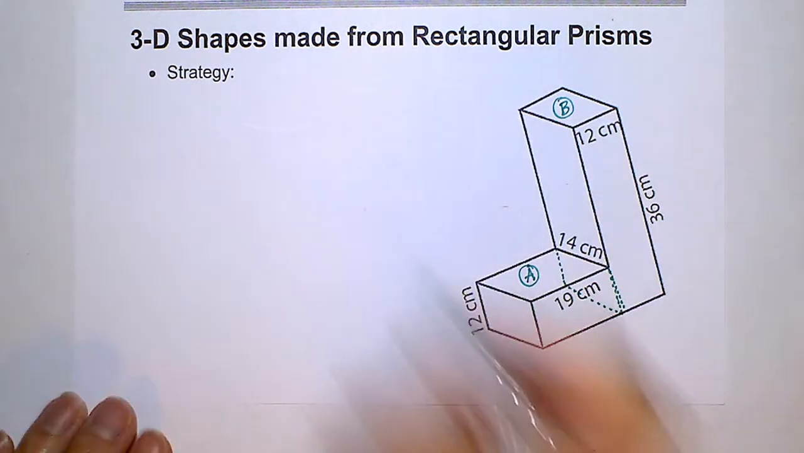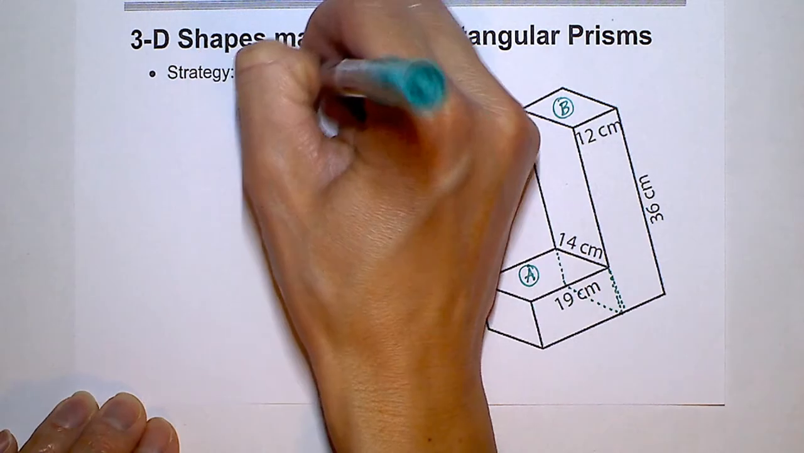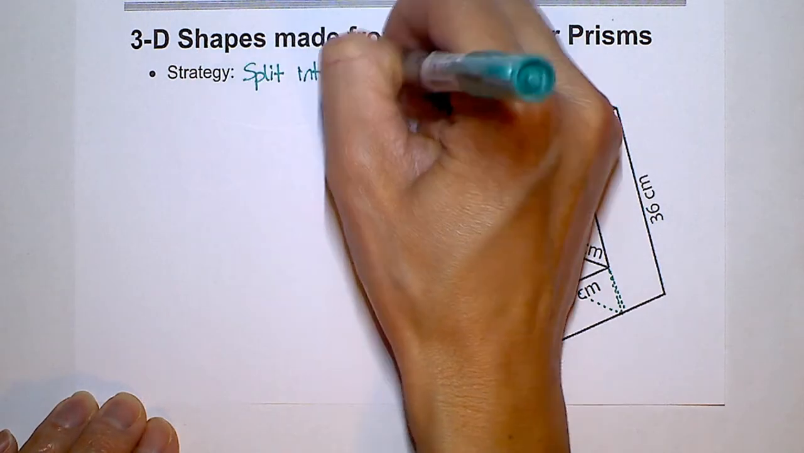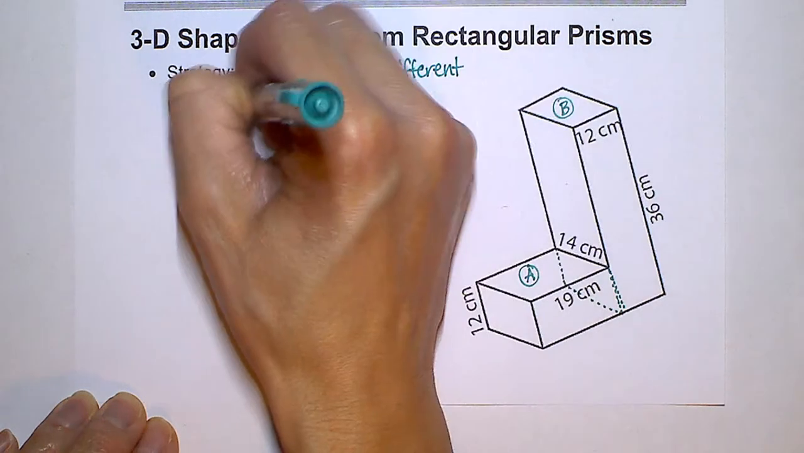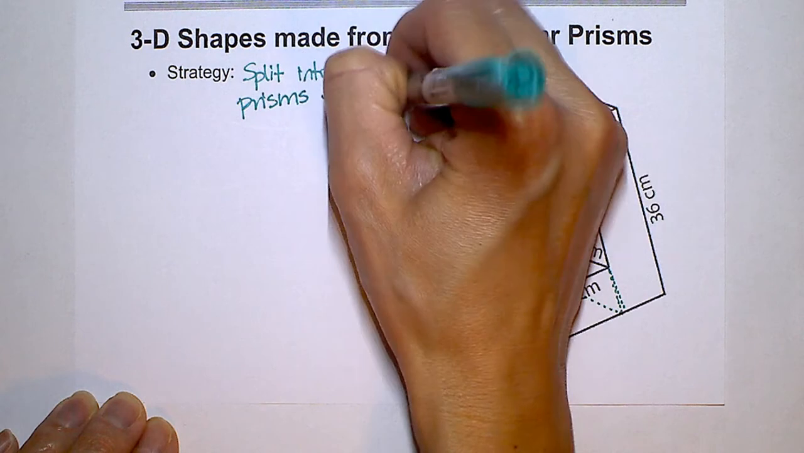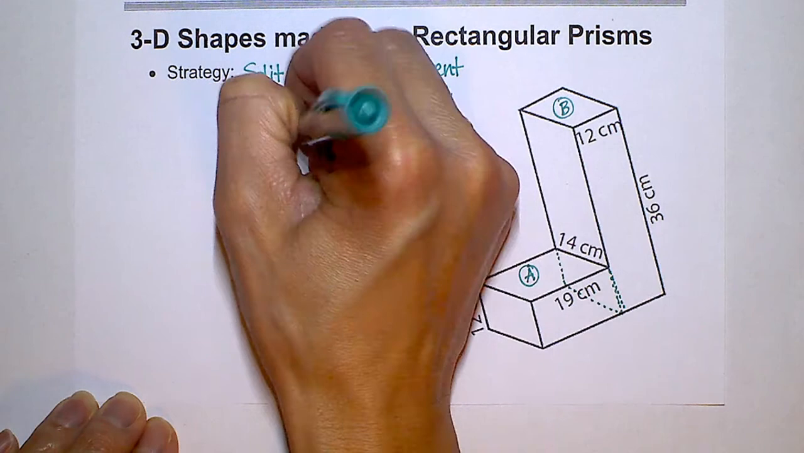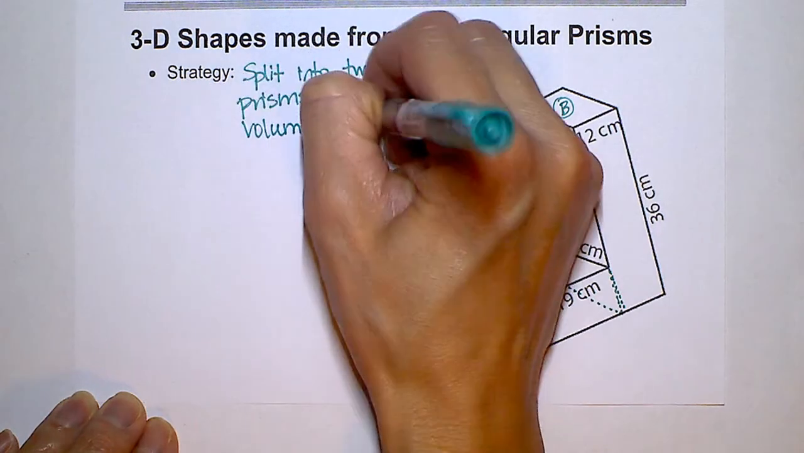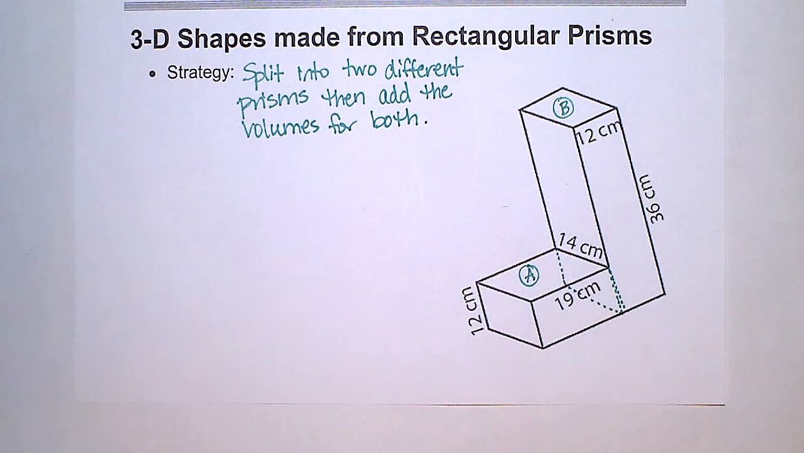So strategy: split into two different prisms, then add the volumes for both. So if you need to write that down, go ahead and pause real quick. You can write that strategy down, and then we're going to set this up.